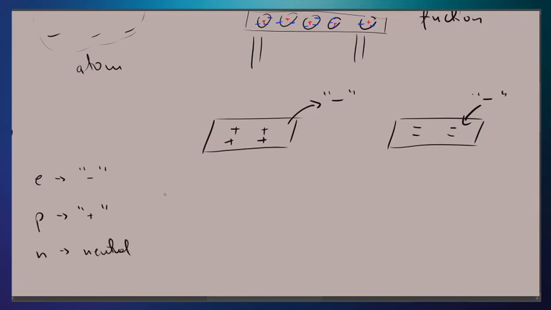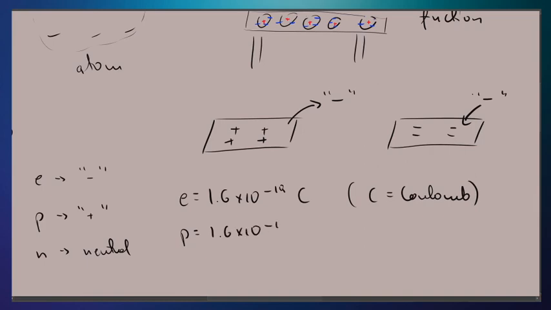And then electrons, the charge of an electron is 1.6 times 10 to the negative 19th coulombs, C. So C stands for coulomb. That would be the unit of charge. And the charge of a proton is also 1.6 times 10 to the negative 19th coulombs. The difference is that one is negative and the other one is positive, but their charges are identical.